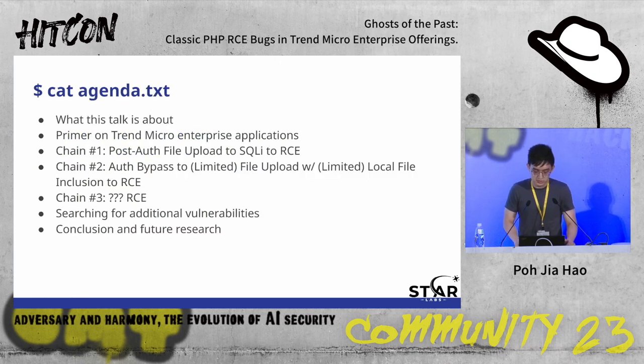Okay, let's go through the agenda for today's sharing. First, I'll give an overview of the two Trend Micro Enterprise applications that I'll be talking about. This includes background information about where the web files are, important directories, and how the routing works. Next, I'll go into technical details about the separate RCE chains that leverages classic techniques. The first one is a post-auth file upload to a SQL injection to RCE. The second is a pre-auth RCE chain consisting of three blocks, which are auth bypass, limited file upload, and limited LFI. Finally, the third chain is another post-auth RCE. We'll then conclude and talk about any potential future research.